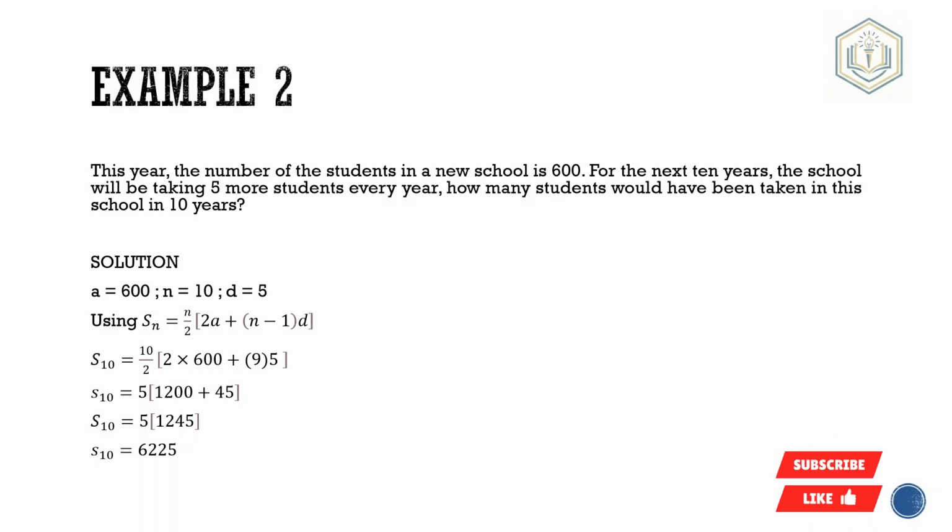Then when you add what is in the bigger bracket, it is going to give you 1245. Remember, you have to multiply by 5. So when you multiply this by 5, you are going to have 6,225, and that is your answer. That is the total number of students from the first year to the 10th year.